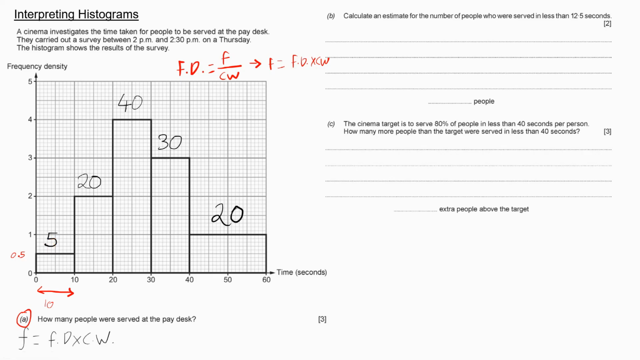So we can see that we have 5, 20, 40, 30, and then 20. So the total people that were served at the pay desk, to work that out, I just add all of these values up, which will give you 115.